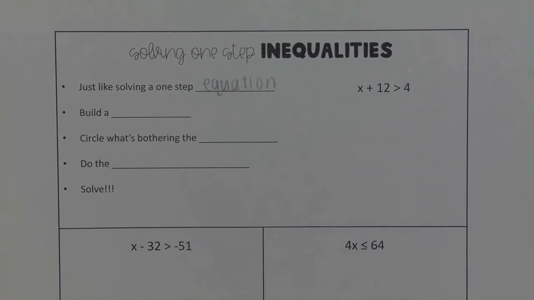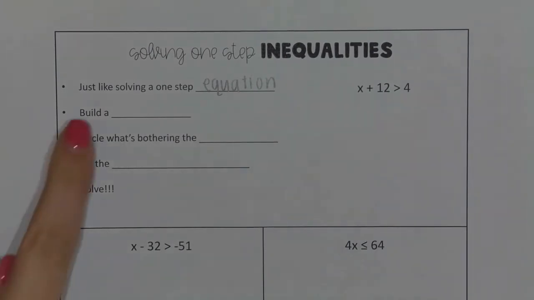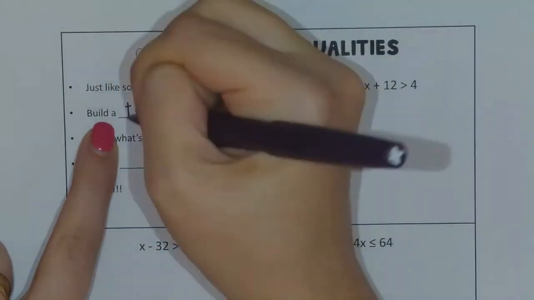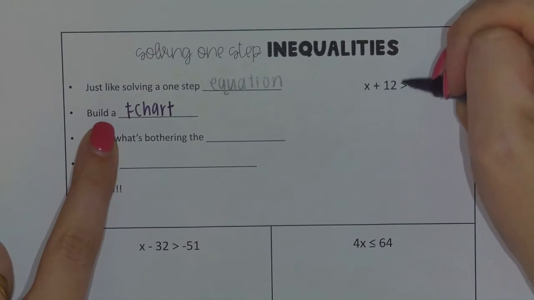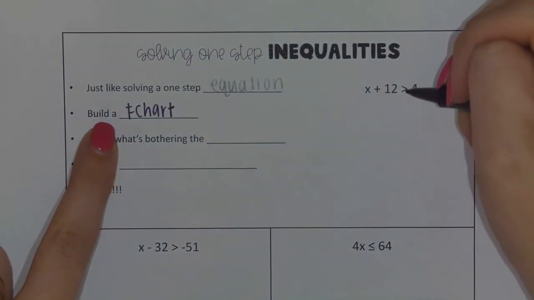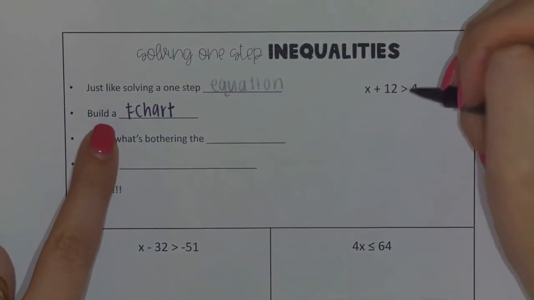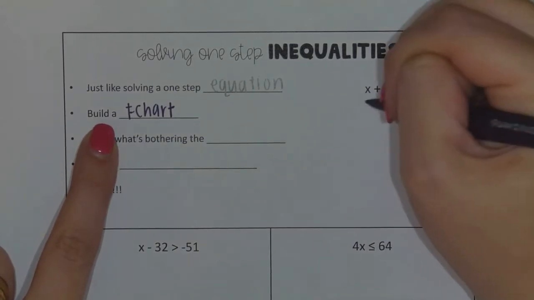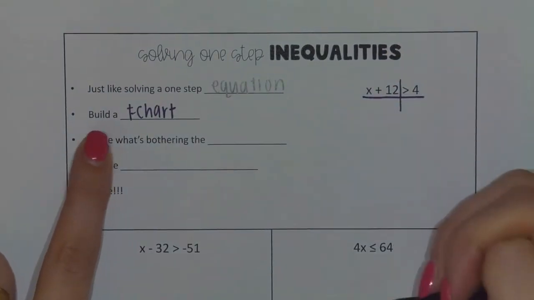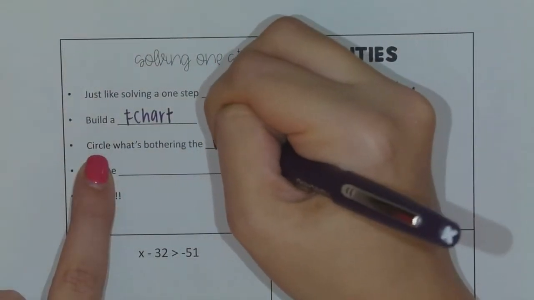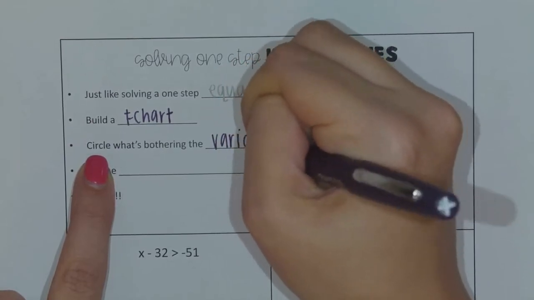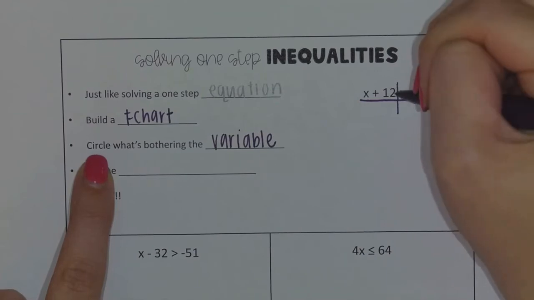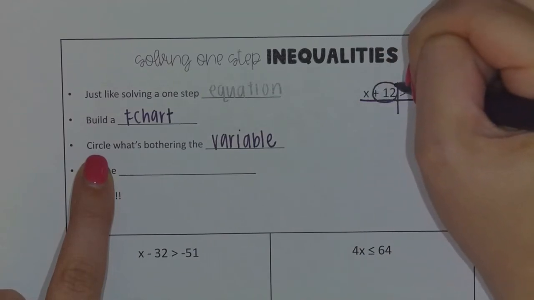I'm going to switch to my pen here. So just like with solving a one-step equation, the first thing we want to do is build a t-chart. Now before, we used to put a line directly through our equal sign, but since there's some really important information in this inequality, I don't want to draw a line straight through it. So I'm just going to draw a line before it. But again, I build that t-chart. I still want to circle what's bothering the x, or bothering the variable. So in this problem, x plus 12 is greater than 4. What's bothering the variable is this plus 12.